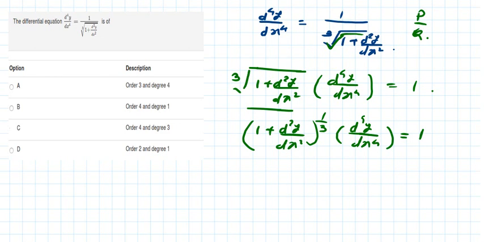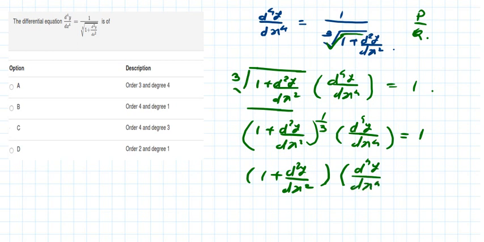So taking cube on both sides, we get 1 plus d2y by dx raised to 2 raised to 1, into d4y by dx raised to 4 raised to 3, is equal to 1 raised to 3, which is 1. If you observe here, d4y by dx raised to 4 is the highest ordered derivative and its power is 3. So the differential equation has order 4 and degree 3. So option C is the right answer.